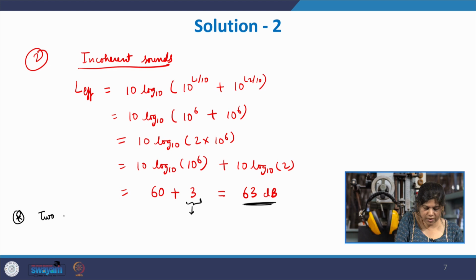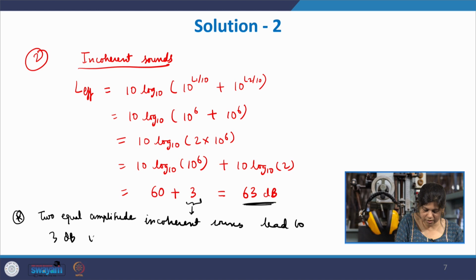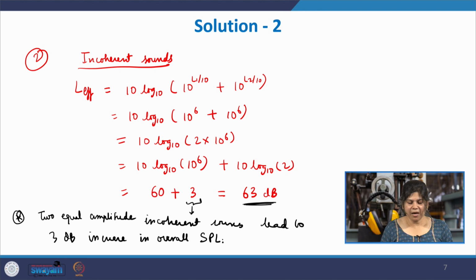Two equal amplitude incoherent sources lead to a 3 dB increase in overall SPL when obviously playing simultaneously at the same point.